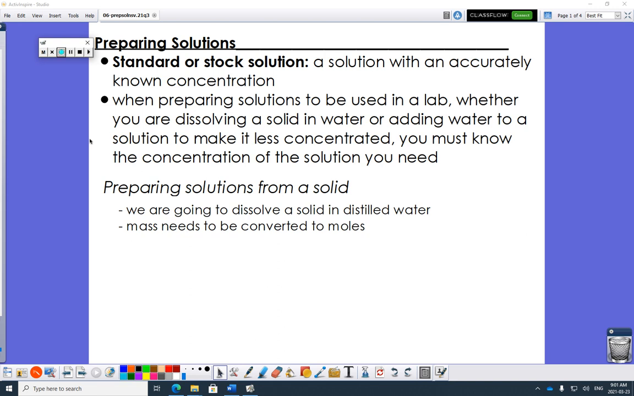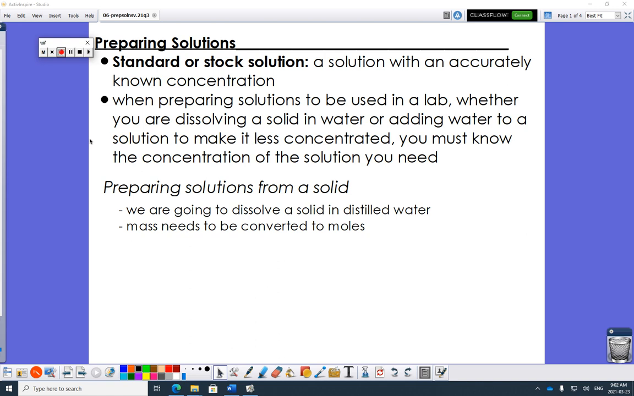Okay, so we're going to prepare solutions two ways. We're going to prepare them from a solid, like taking a solid and dissolving it in water. And then we're also going to dilute a solution. So if you have a solution that's very concentrated and you want to make it less concentrated, or more dilute.